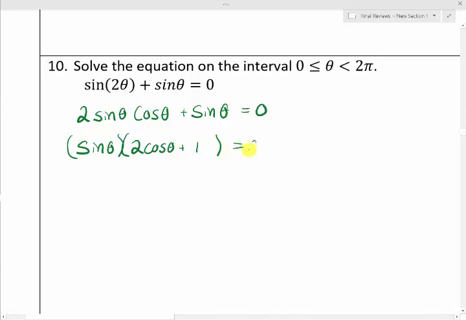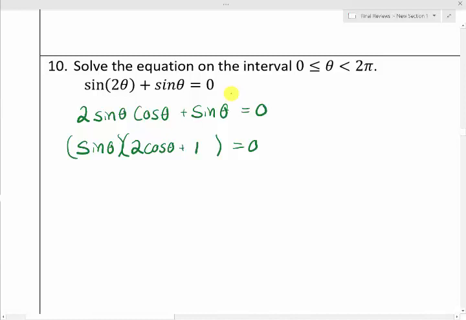Now, I know some people are tempted to write just 2 times the cosine of theta and don't add that plus 1. But remember, when we multiply this all out or expand it, we want to get back to our original equation. So I have to have that 1 there in order for me to get my sine back whenever I multiply.